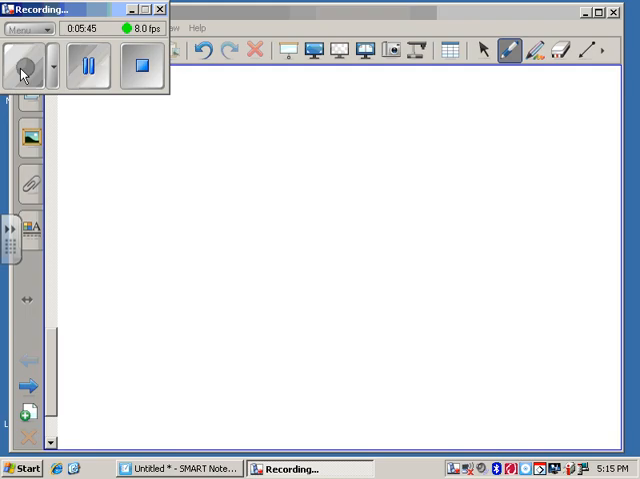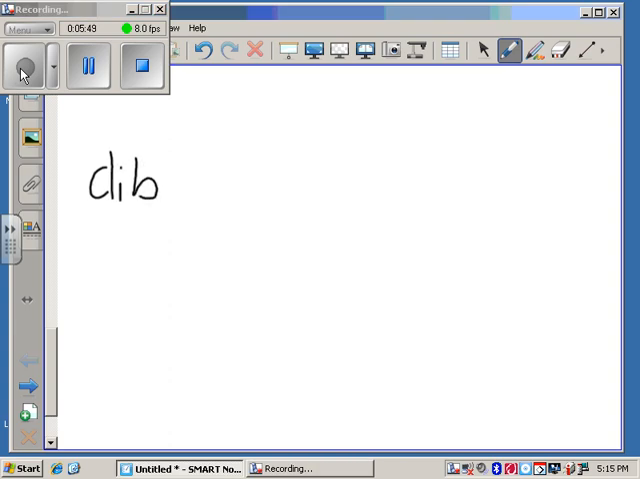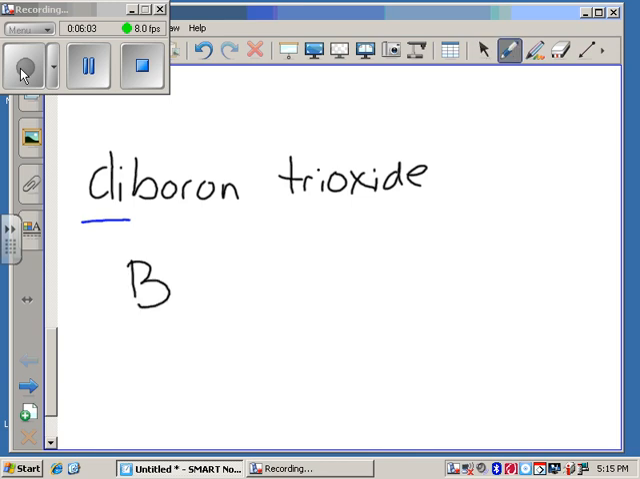All right, so our next example is going to be diboron trioxide. So again, remember that di means 2, and boron is a B, and then tri means 3. So we're going to have an oxygen, O, and 3 underneath.